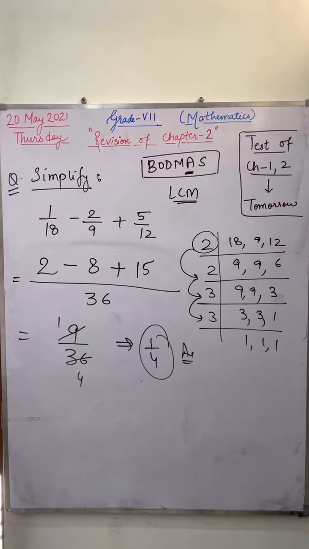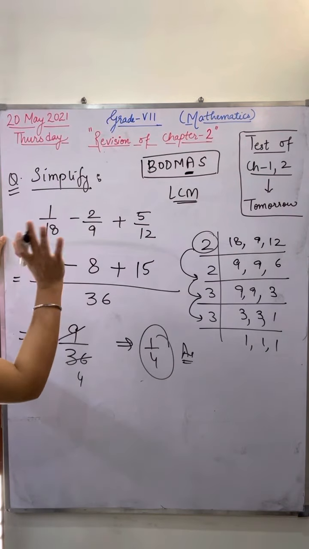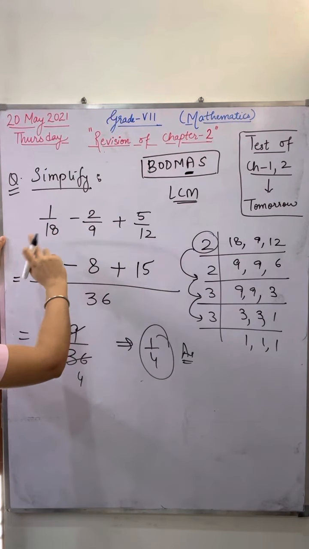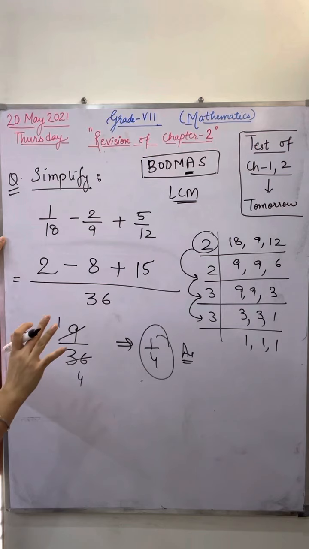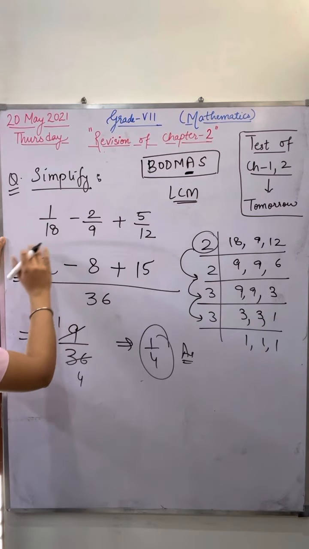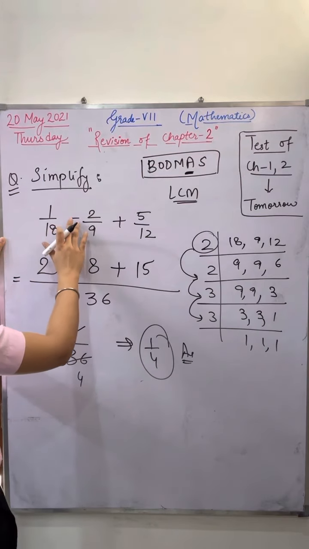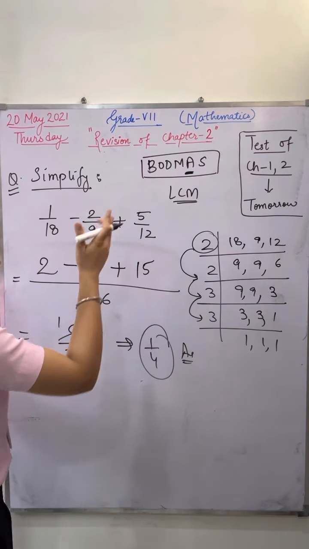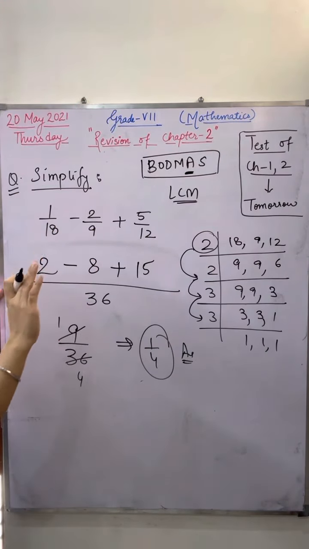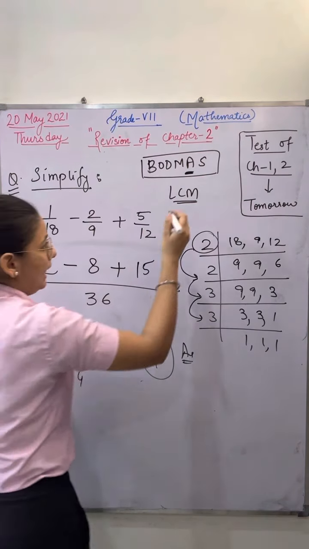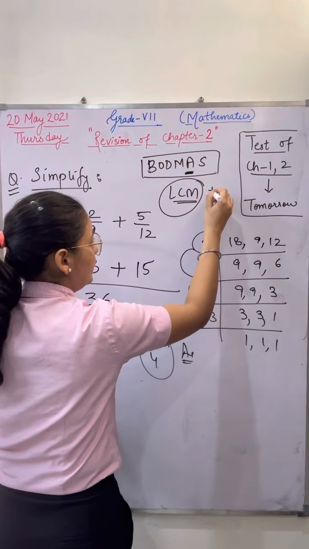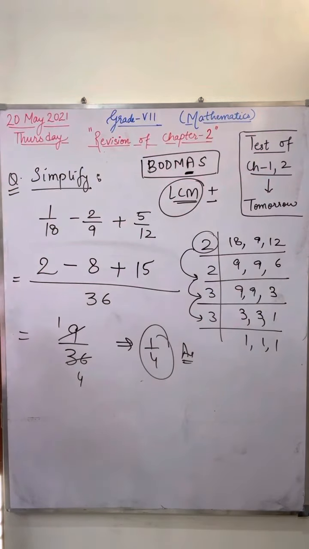Understood this question? In this question, whenever the question will be addition or subtraction of fractions, you have to take LCM. You can take LCM all together also. Whenever the question will be multiplication or division, then you have to cancel. No need of LCM. LCM is required in case of addition and subtraction of the fractions.